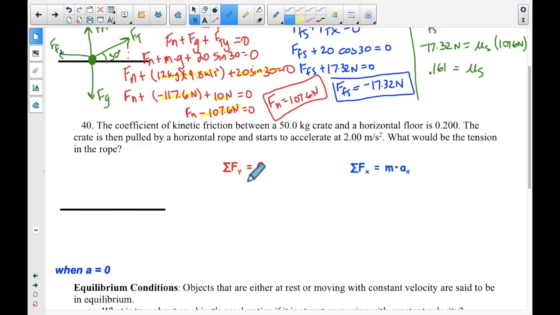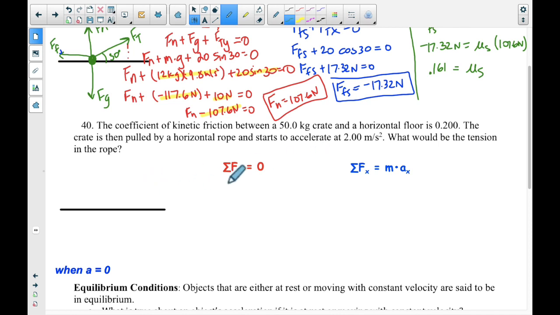Okay, if we look at number 40, it is maybe even a little bit easier because we don't have the angle. Let's read through it. The coefficient of kinetic friction between a 5 kilogram crate and a horizontal floor is 0.2. The crate is then pulled by a horizontal rope and starts to accelerate 2 meters per second squared. What would be the tension in the rope?